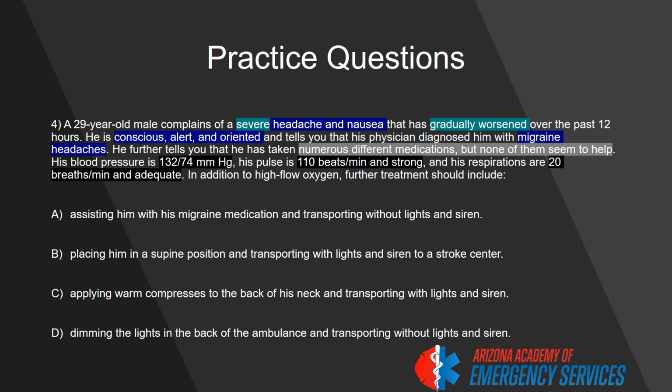That's his chief complaint. But the key word highlighted in teal, severe, tells us how important this is, or how much of an issue this is. Other keywords or phrases: gradually worsened. So the headache and nausea have gotten worse and worse over the past 12 hours. That's pretty significant. Primary information: the fact that he is conscious, alert, and oriented. So even in the presence of severe headache and nausea that has gradually worsened over the last 12 hours, at least he is conscious, alert, and oriented.